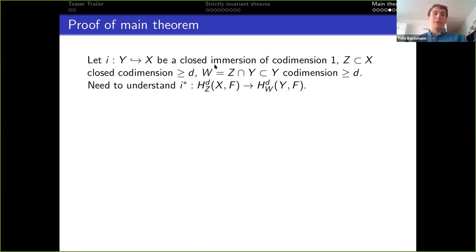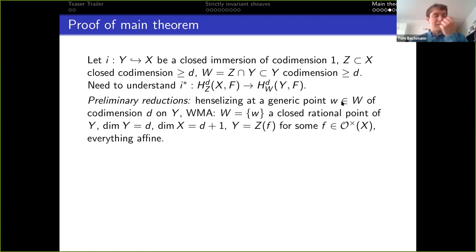And then I have the W, which is the intersection of Z and Y. And we're always going to assume that it also has codimension at least D. And our task is to understand this pullback map here. And of course, what we're supposed to prove is that it only depends on F minus D and on the transfers and on the twists. Okay, so this is too difficult. We need to make it easier.